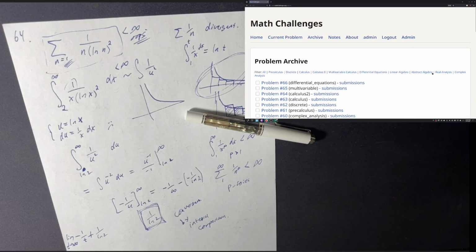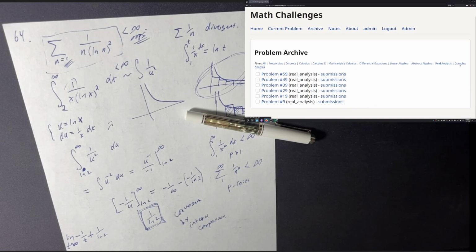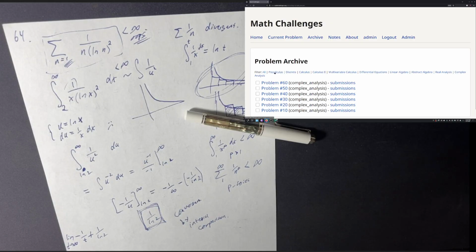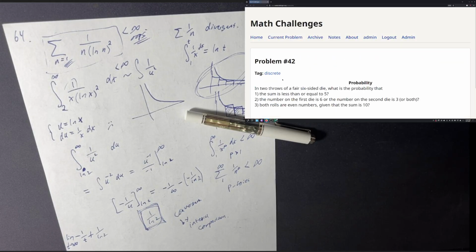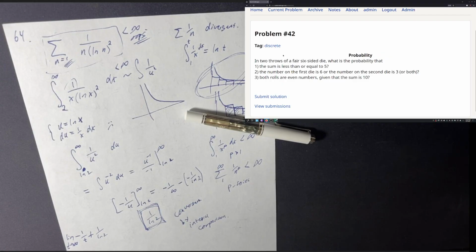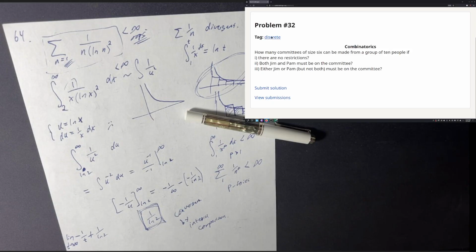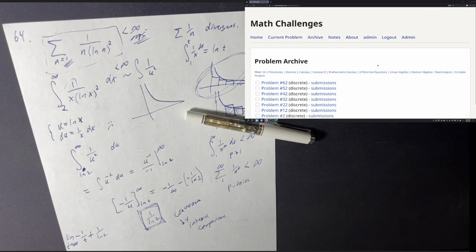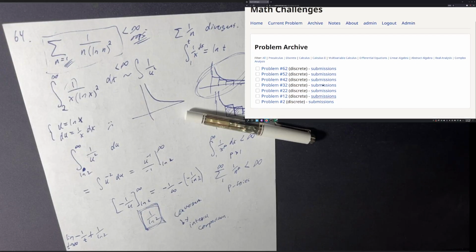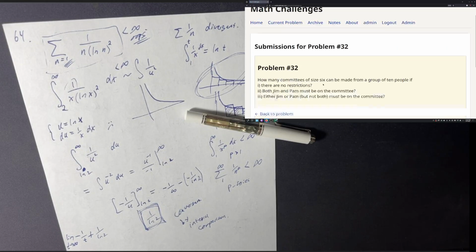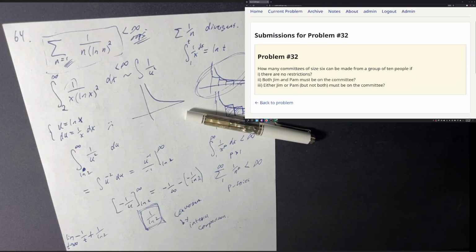So as you can see, I've got like 10 different topics here. Some of them are pretty straightforward. Even if you haven't had calculus, you could probably handle the pre-calc and discrete stuff. Discrete stuff gets interesting. There's some probability in there. Counting. And generally, I go through and I put my submissions in, my answers, so you have a way to check your work.